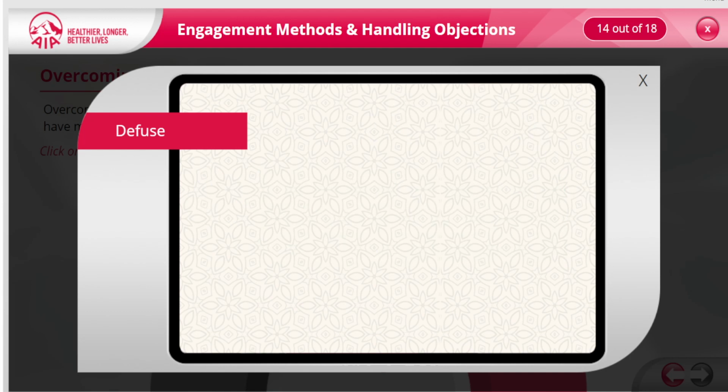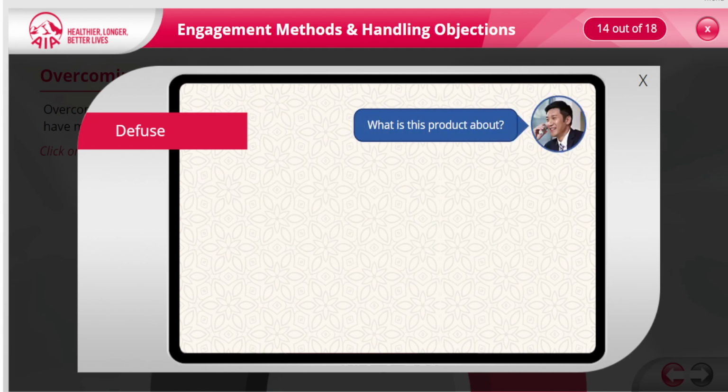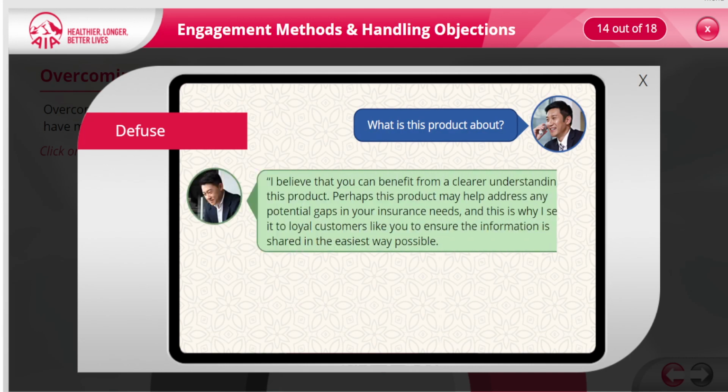You might also receive a query from the client such as, "What is this product about?" Here is how you can respond. I believe that you can benefit from a clearer understanding of this product. Perhaps this product may help address any potential gaps in your insurance needs, and this is why I send it to loyal customers like you, to ensure the information is shared in the easiest way possible.